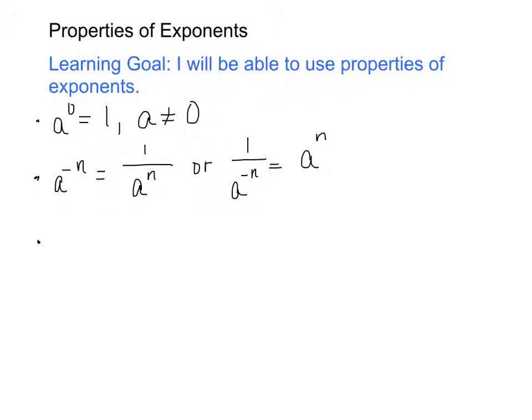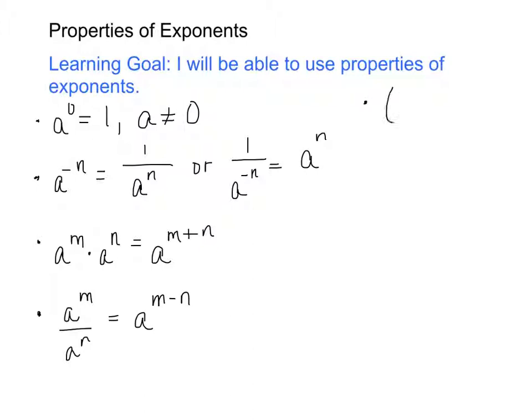Whenever you are multiplying terms with the same base, you keep the base and you add the exponents. If you're dividing with the same base, you keep the base and you subtract the exponents.